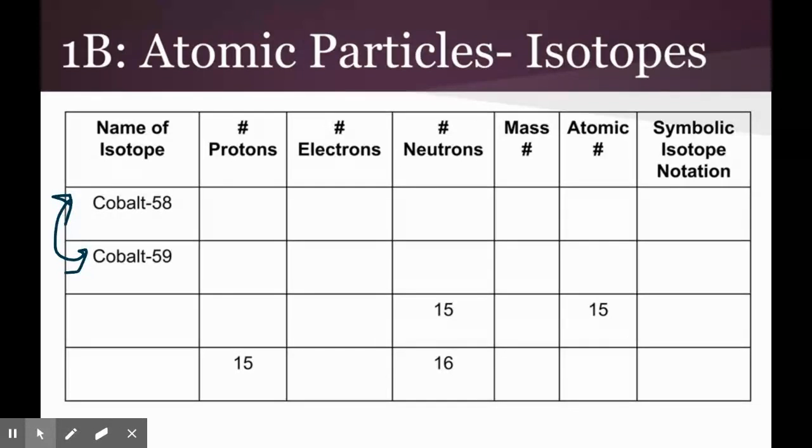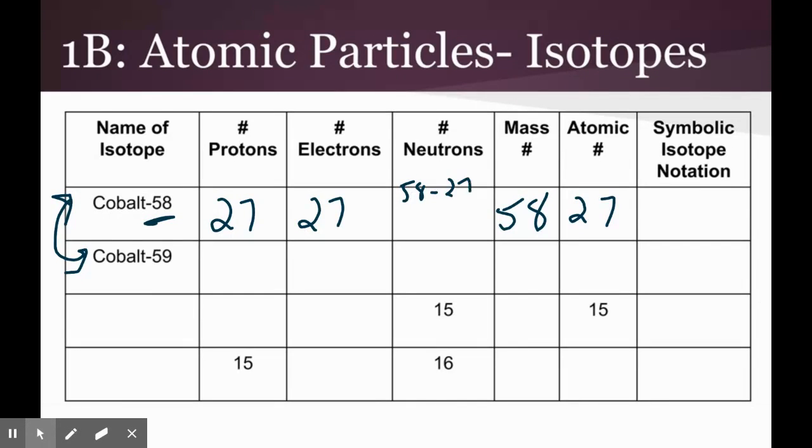If you look at the periodic table, cobalt has an atomic number of 27. The mass number here is given is 58. So number of protons is 27. Number of electrons is also 27 because this is a neutral atom. And to figure out number of neutrons, we will do 58 minus 27, which is going to give us 31 neutrons. Okay, so let's fill out the symbolic isotope notation.